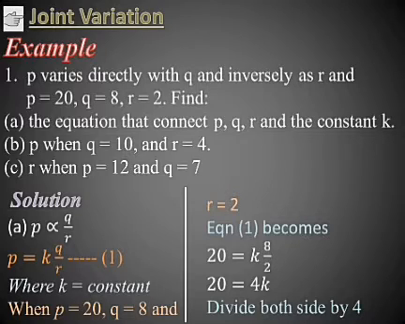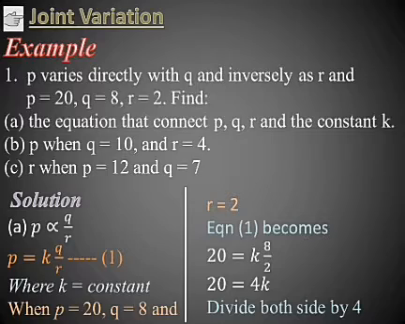P varies directly with Q and inversely as R, and P is equal to 20, Q is equal to 8, R is equal to 2. Find A, the equation that connects P, Q, R, and the constant K. B, find P and C, find R when P is equal to 12 and Q is equal to 7.